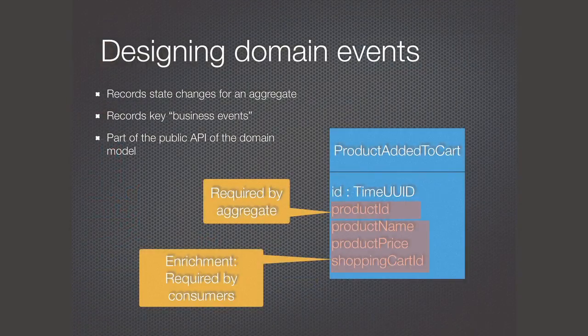Another part of this, of course, is domain events, right? Those represent notable occurrences within the system, and also record the state. It's part of the public API of your domain model, so you kind of have to think carefully about the design of them. They're going to have metadata like the ID. They're going to have essential attributes that are required in order to process that event by the aggregate. So the aggregate needs certain pieces of data in the event in order for the business logic to make sense.